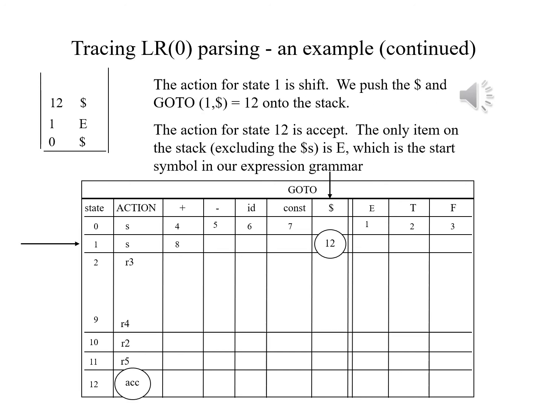The action for state 1 is shift. We push the end of file marker together with the goto of state 1 and the end of file marker, which is state 12, onto the stack. What we find when we get to state 12 is that the action is accept. The only item on the stack, excluding the end of file markers before and after it, is E, which is the start symbol for our expression grammar. We have completely and correctly parsed the expression.